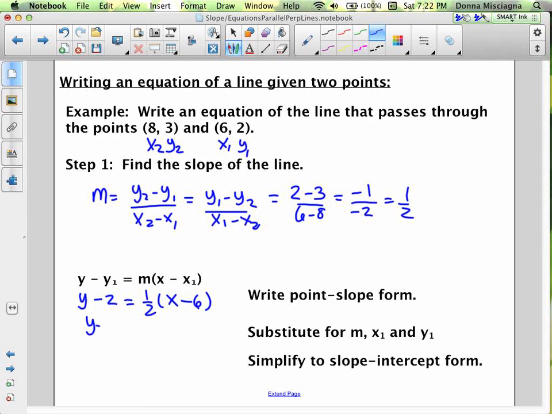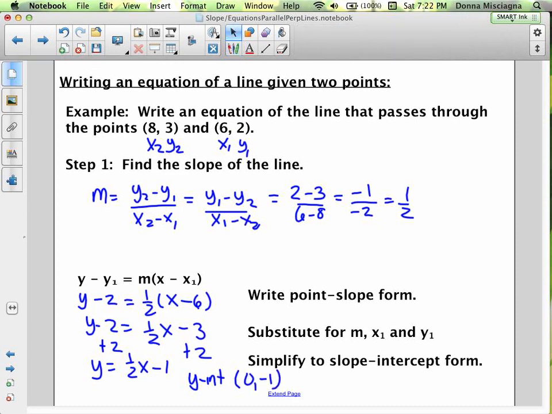Now we just need to distribute. This one I don't think we need to write to the side, because half of negative 6 is negative 3. Then we'll add 2 to both sides. So our equation in slope-intercept form is y equals 1/2 x minus 1, because negative 3 plus 2 is negative 1. Just as a reminder, the y-intercept is 0, negative 1, because y is always the second coordinate. And there we go, that's all there is to these.